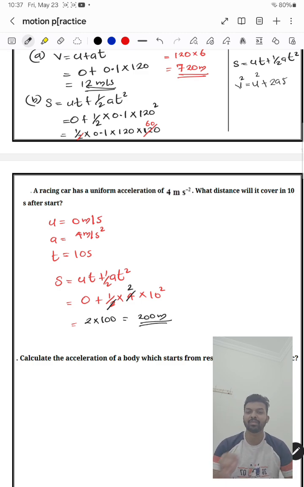Always understand one thing. If you are finding the distance, make sure you are writing it in the exact SI units. Okay or not? This is the answer here. Ready or not? So can we move on to the next question? So this is 200 meters.